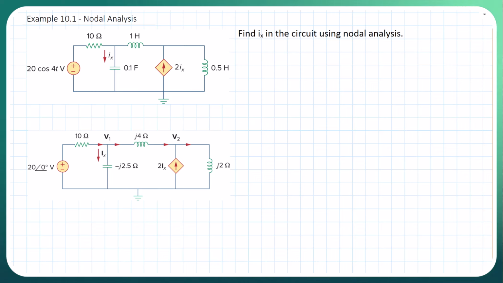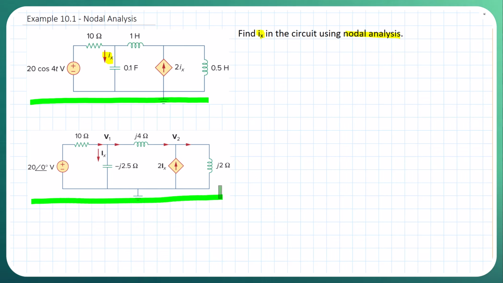Okay, let's take a look at this example. We want to find Ix, the current Ix, which is coming down through this capacitor, using nodal analysis. And of course we're going to do this in the frequency domain. So the first thing you want to do is take this circuit and convert it to this circuit, to go to the frequency or phasor domain.